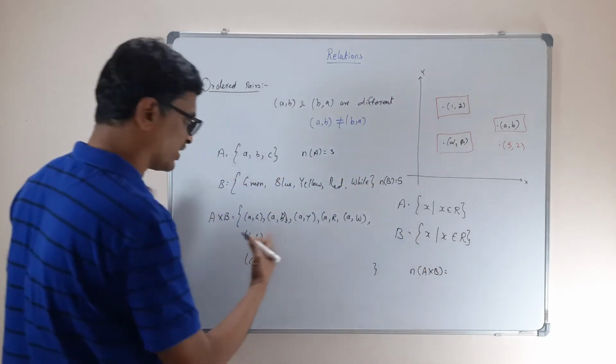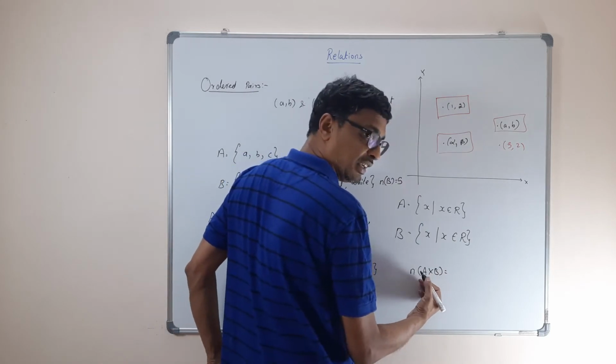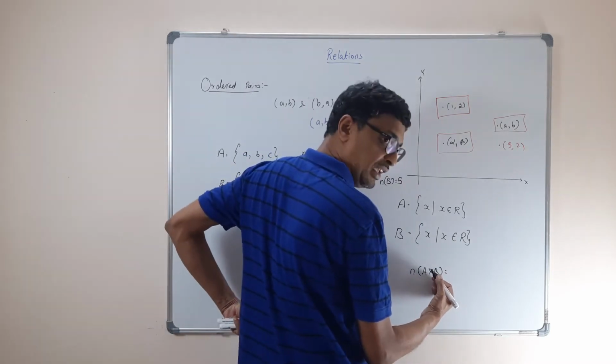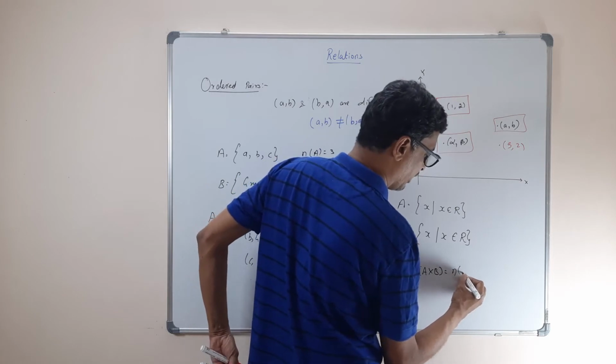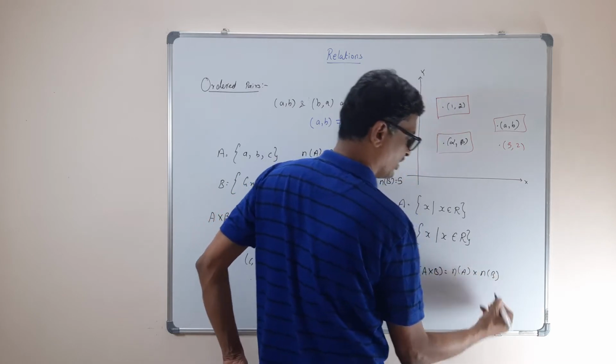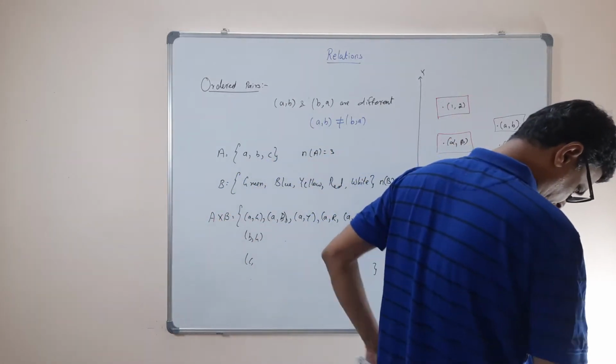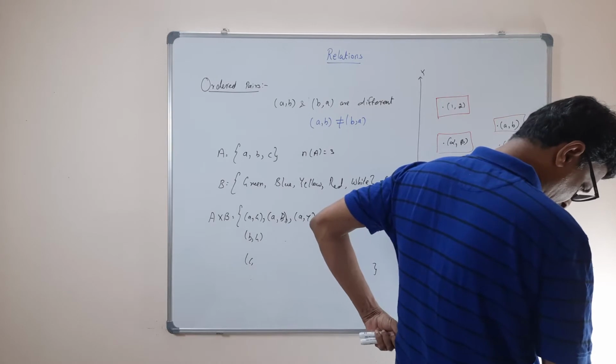So simple, one relation already we got. n of the Cartesian product of A and B will be equal to n of A into n of B. Clear? So that's an interesting property. A simple property, we got it.